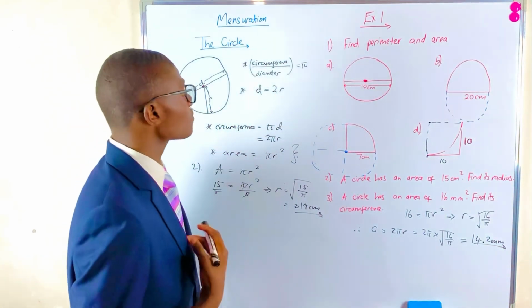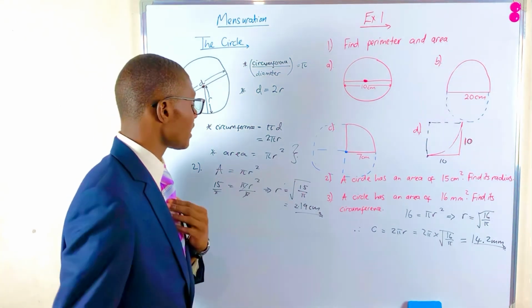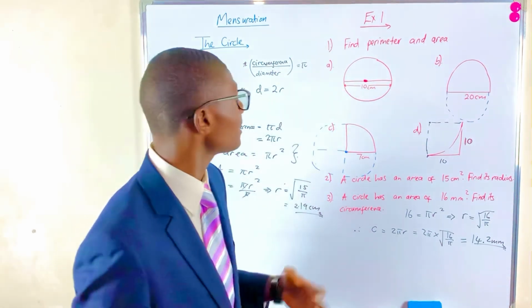Okay, so this was simply looking at the circle, how we calculate area, how we calculate perimeter, and as well the circumference.